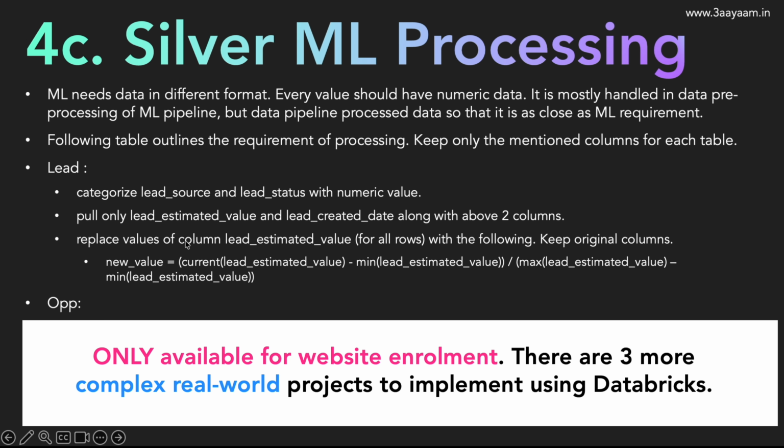You'll also have to replace values of lead estimated value with the following formula. Now, what is this formula? For each row, the new value should be the current value minus the minimum lead estimated value in the entire dataset, divided by the max lead estimated value in the entire dataset minus the minimum lead estimated value in the entire dataset. So this is how the value should be, and this is called normalization using min-max scaling.